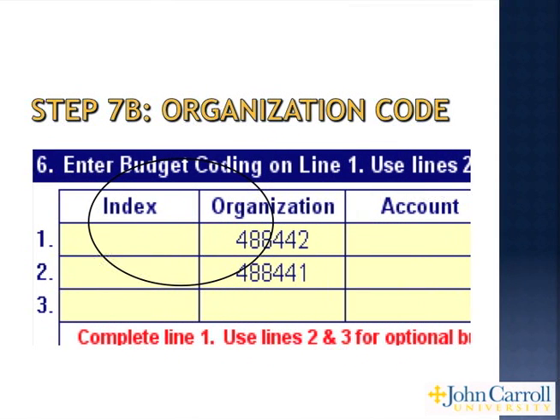Step 7B. Organization Code. Item number 6 has 4 component parts: Index Code, Organization Code, Account Code, and Activity Code. The second column, the Organization Code, should be completed with your 6-digit organization number, ending in a 1 or 2. This should be in the first row and the second and third if necessary.